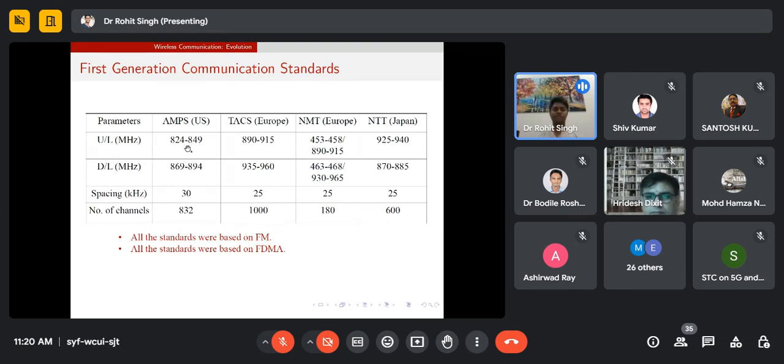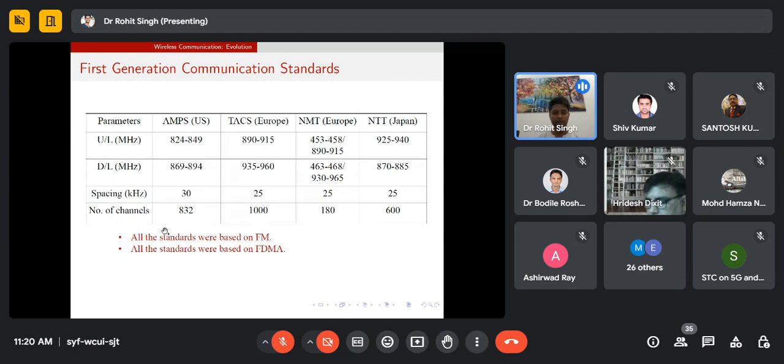AMPS and TACS became very popular, and carried into the second generation, third generation, and so on. They used the 824 to 849 megahertz spectrum. Within this spectrum, 849 minus 824 gives a total band of 25 megahertz. In order to accommodate each user, we require almost 30 kilohertz of spectrum. So to accommodate one call between two users, we need to assign a 30 kilohertz band to each user.